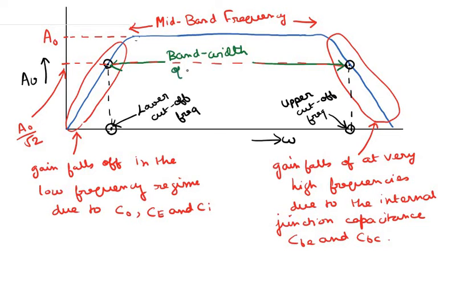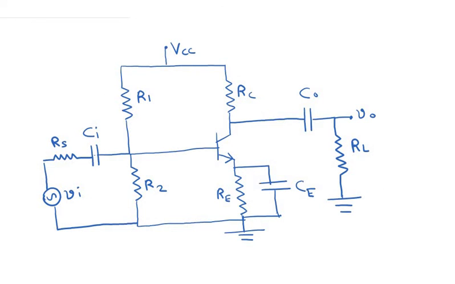Bandwidth of amplifier. The range of frequencies between the lower cutoff frequency and the upper cutoff frequency, that is, the difference between the two, is basically known as the bandwidth of the amplifier. Let us now do a problem.